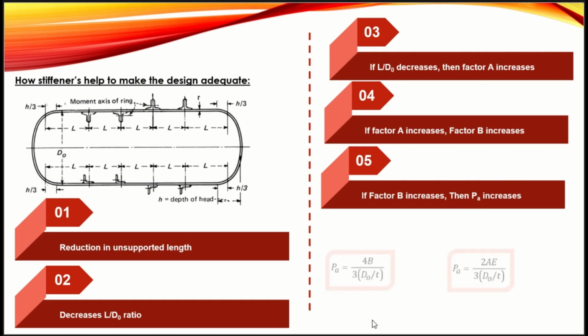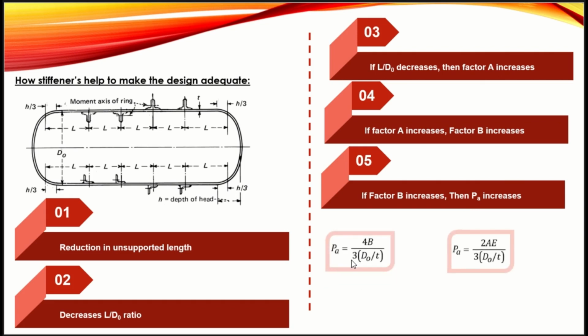Let's see how. We know that Pa is equal to 4B by 3 into Do by t, guys. So here B is directly proportional to the maximum allowable working pressure. If you increase the B value, then automatically the pressure your material can withstand also increases. So this is how your stiffener ring helps to make your design adequate. Finally, we understand how adding the stiffener ring gives an adequate design.